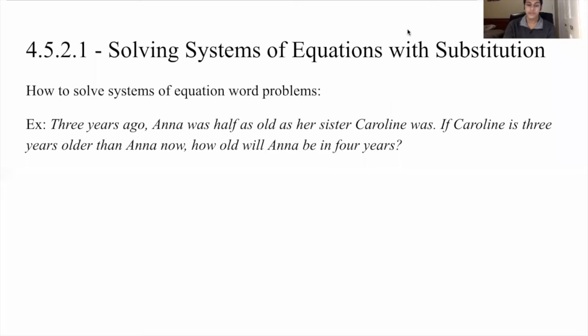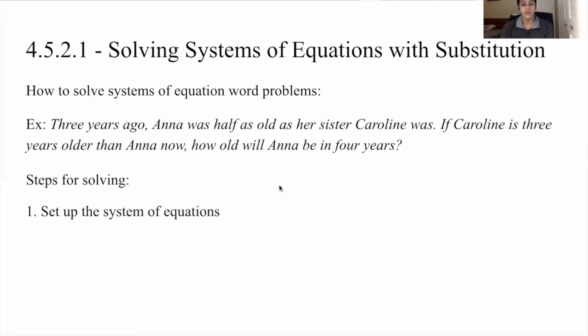All right, so first we need to talk about how to solve systems of equations with substitution. Solving systems of equations with substitution just has a bunch of simple steps. The first step when it comes to solving any system of equations is always to set up the system in the first place. So when we set up a system, first we need to come up with variables to represent what we're solving for. Because if we're going to solve algebraically, we need variables to represent those numbers.